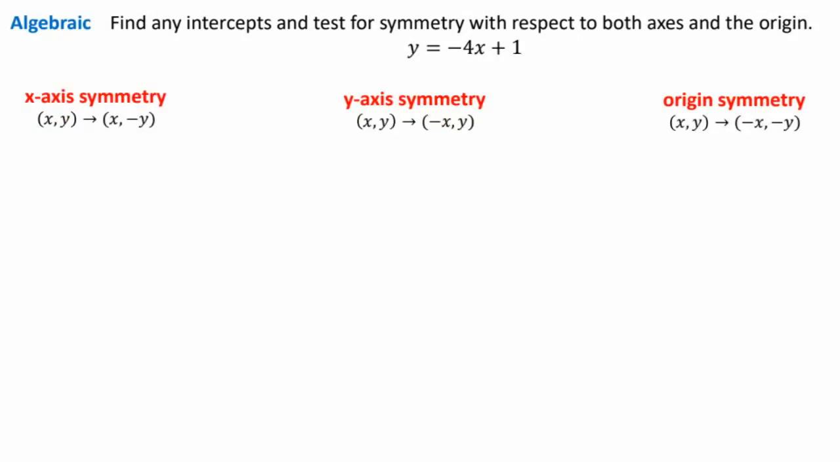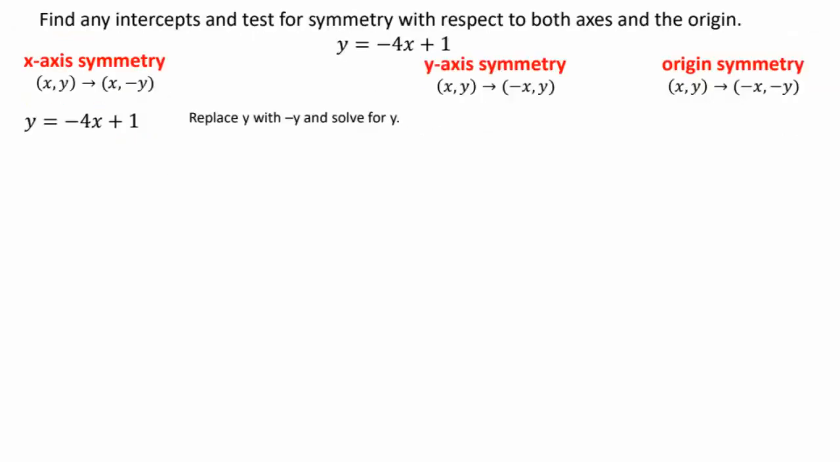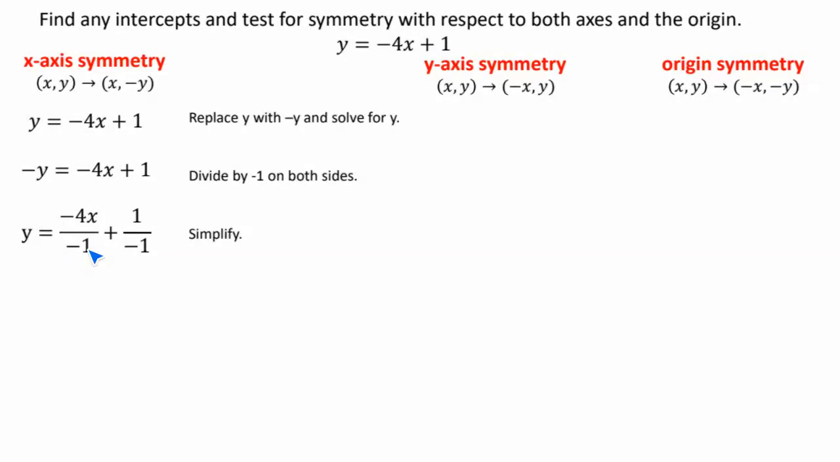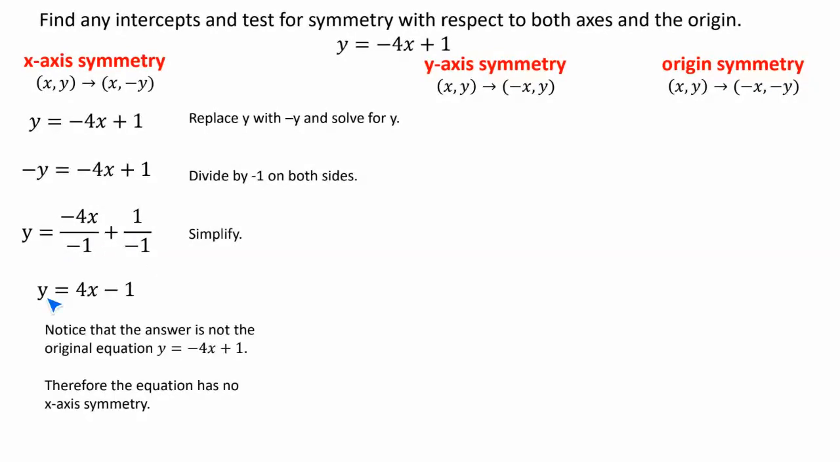And so to find if it's symmetric to the x-axis, we're going to replace y with a negative y. Okay, so let's go ahead and do that first. So here's my equation. I'm going to first replace y with a negative, and then I'm going to solve for y. So to solve for y, I can divide by negative 1 on both sides. And we end up with y equals negative 4x divided by negative 1 plus 1 divided by negative 1. Simplify. So we end up with y equals 4x minus 1.